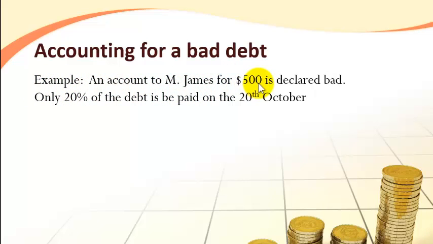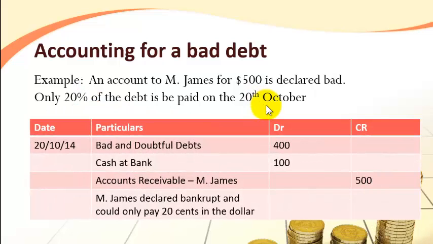Let's go through an example. An account to M. Jones for $500 is declared bad, so it means they have been declared bankrupt. In this particular instance, and this happens quite a lot, maybe only 20% of the debt can be paid. So what happens? We have to come up with a general journal entry, which looks like this. On the date, we've incurred the debt.